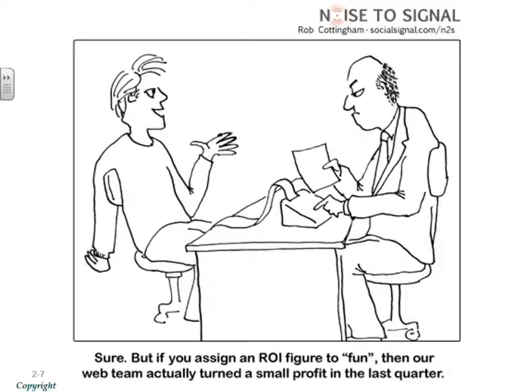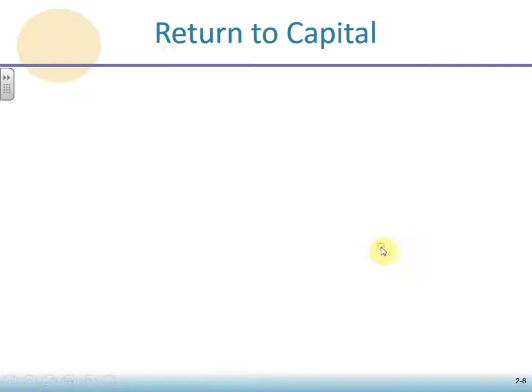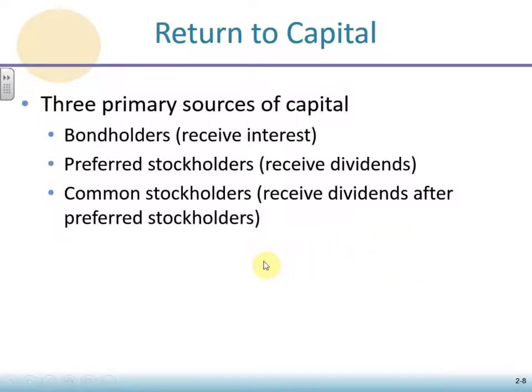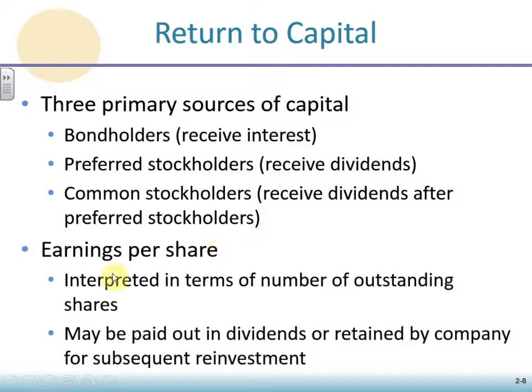ROI is return on investment. It's a little different number. We'll talk more about ROE and ROA, but ROI is as important, or maybe more important, and we'll talk about that a little later in the chapter. There are nice ways to calculate that. There are 3 primary sources of capital: bondholders and common shareholders, those are the 2 most common, and preferred, which is not all that common. Earnings per share is a number that we like to look at.